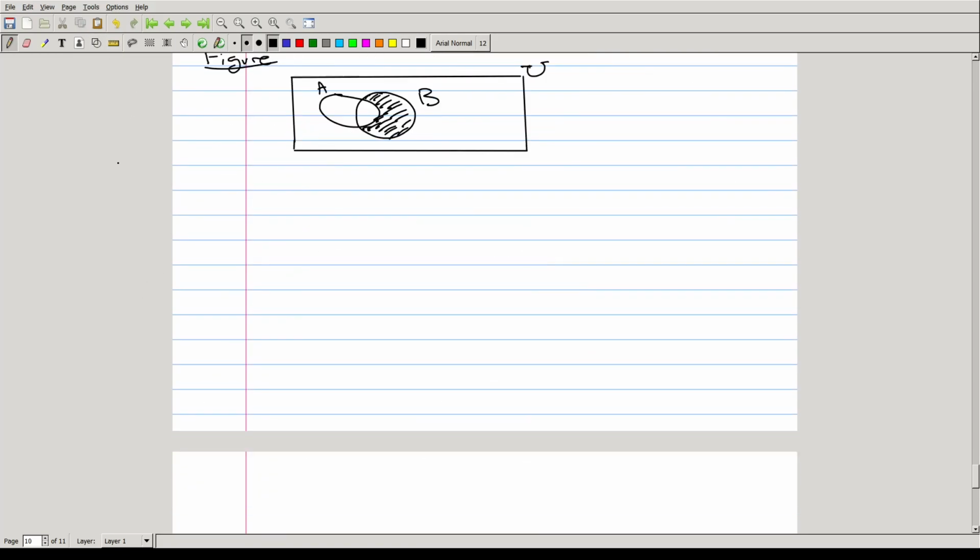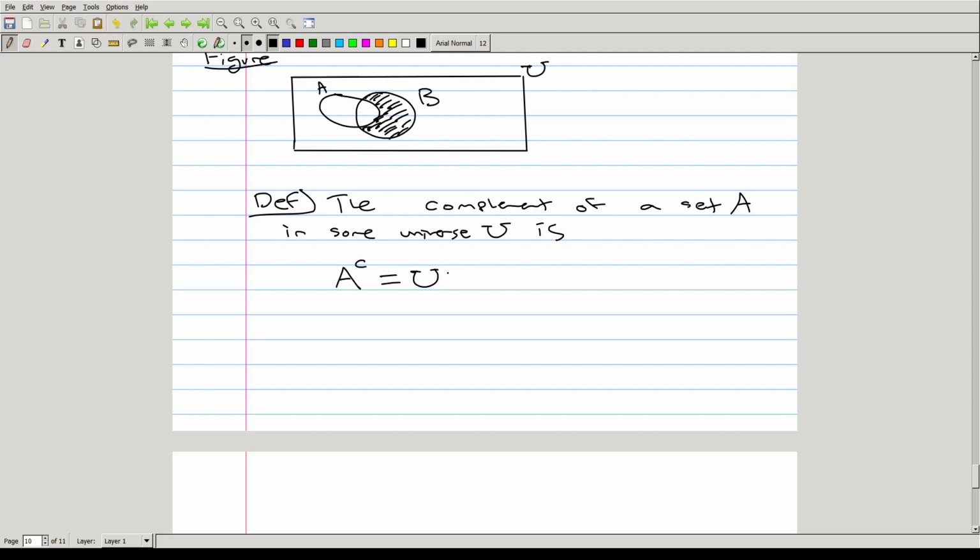We can also go through and define the complement. The complement of a set A in some universe U is the following. We denote it by putting a C above A, A complement. It's really just U minus A, or the set of all x in the universe such that x is not an element of A.